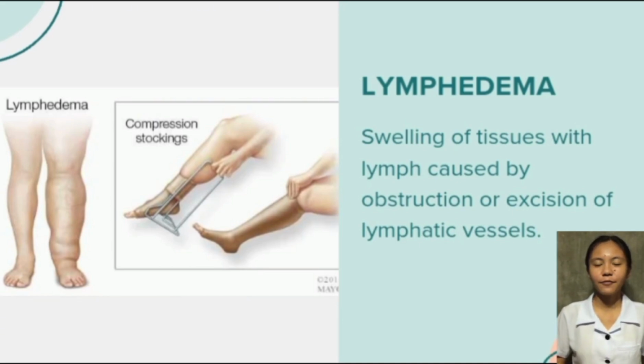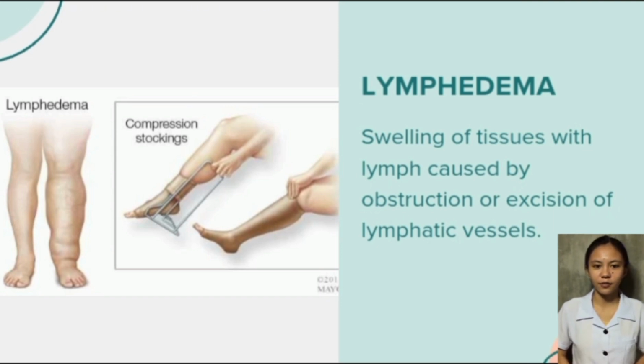Next is lymphedema. Lymphedema is swelling of tissues with lymph caused by obstruction or excision of lymphatic vessels. Lymphedema is a condition characterized by swelling in certain parts of the body, usually in the arms or legs, due to the accumulation of lymph fluid. This can happen when the lymphatic system is damaged or disrupted, often as a result of surgery, radiation therapy, infection, or other medical conditions. Lymphedema may cause discomfort and limited mobility, and it requires management to reduce swelling and improve the quality of life for those affected. Treatment may involve compression therapy, exercise, and other measures to help alleviate symptoms.